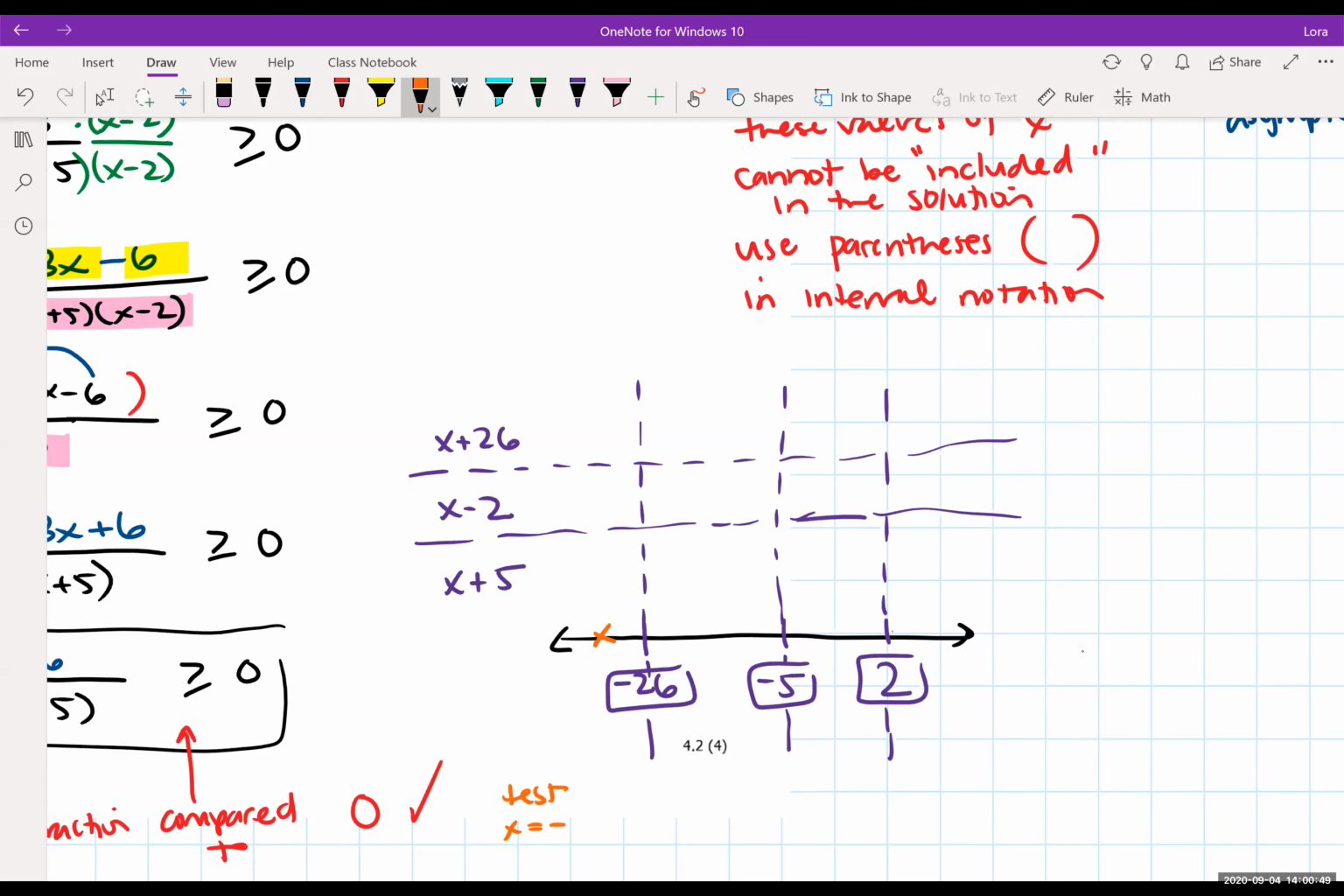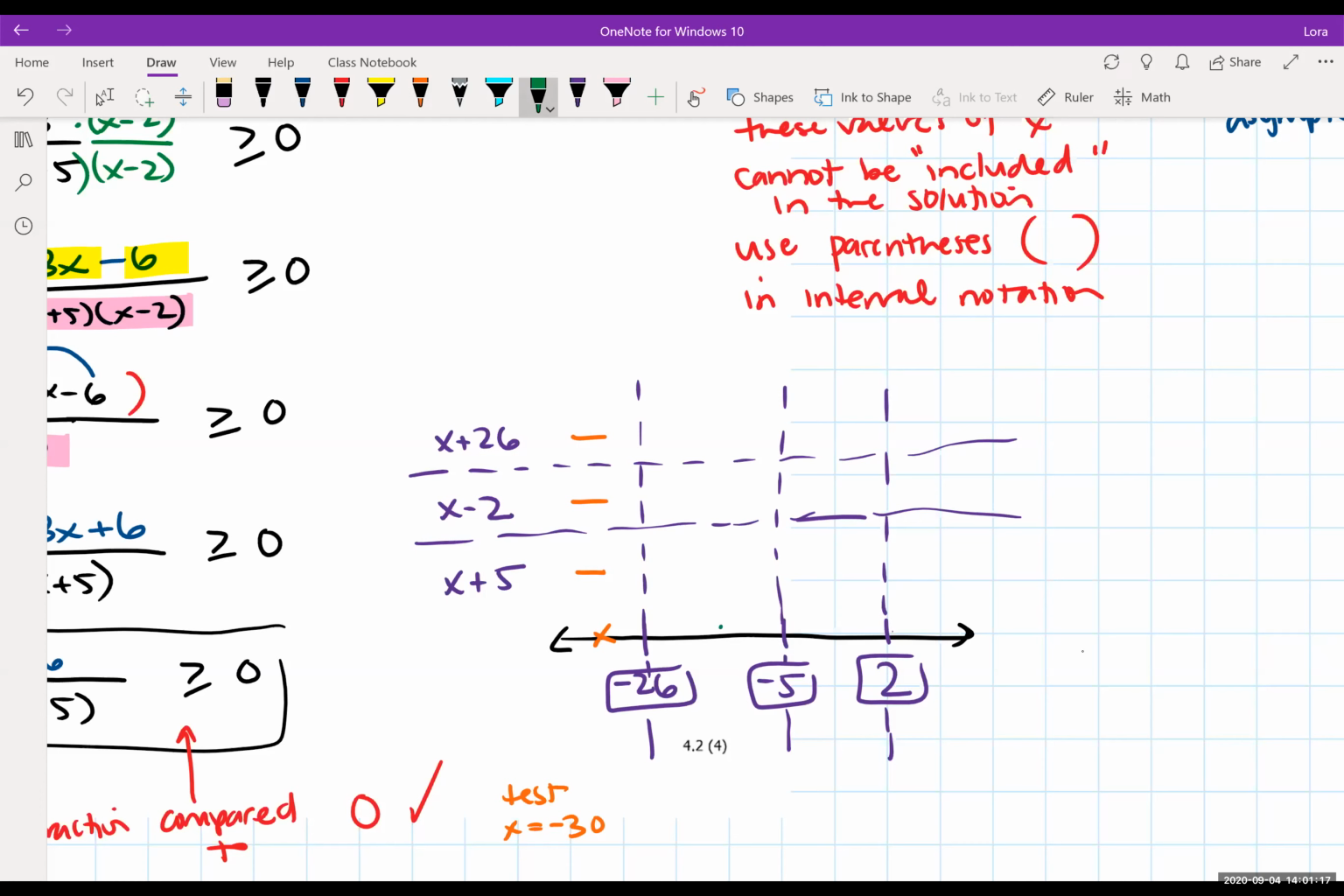I'll just say x equals negative 30. It's a nice number that ends in 0. If I plug negative 30 into x plus 26, negative 30 plus 26 gives me a negative number. If I plug it into x minus 2, negative 30 minus 2 gives me a negative number. And if I plug it into x plus 5, negative 30 plus 5 also gives me a negative number.